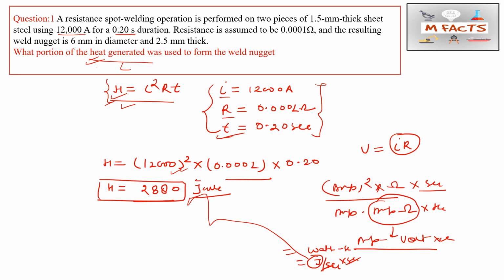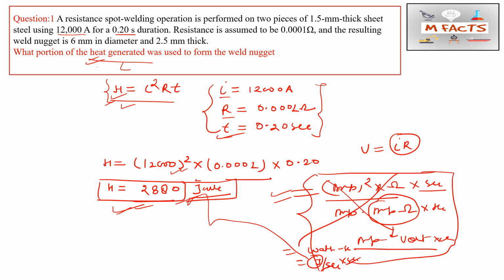So if you practice these types of questions at home, you will never be confused, and you need not do these things in exams. You can write the unit of that value directly. But if sometimes you forget, then you can calculate it on your own, because I have told you how to generate the units from the given formula. This is only an example, because this is a practice session. So the answer for this question is 2880 joule. This is the heat generated that was used to form the weld nugget.